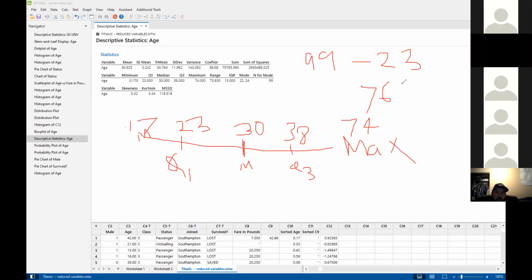Yeah. For example, look into this interquartile range. Where is the IQR? What is this? This is this middle area, this area, 38 minus 23. This is the middle 50% of the data. So this is called the interquartile range, which is 15. Similarly, you have to do the same.